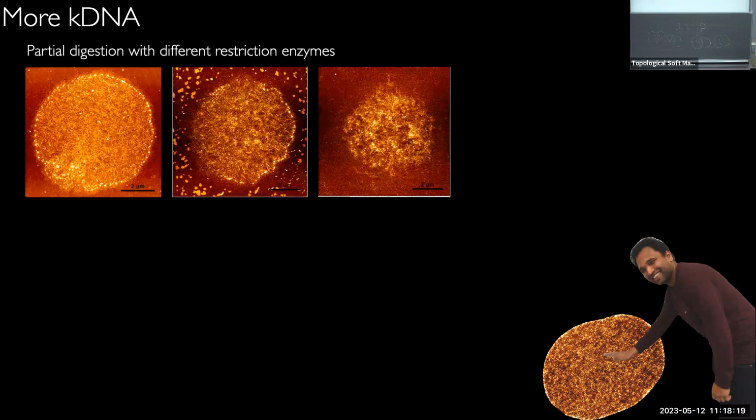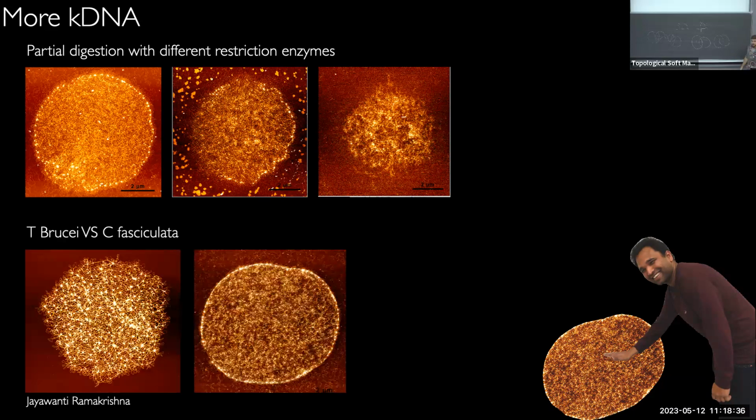What is next? More kDNA, and this is mostly led by Sam, who's got really magic hands in the lab, especially doing these beautiful AFM pictures. We're doing partial digestion of kDNA with different restriction enzymes. So we look at how the structure is destroyed and how the topology changes, depending on which restriction enzymes we use, which minicircles we remove from the network.